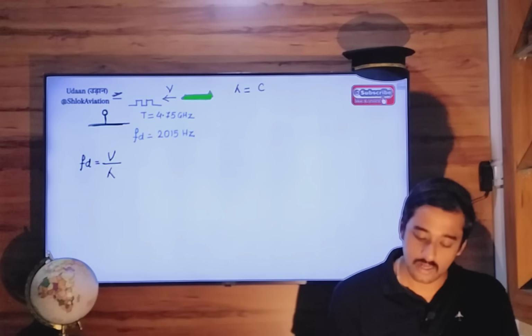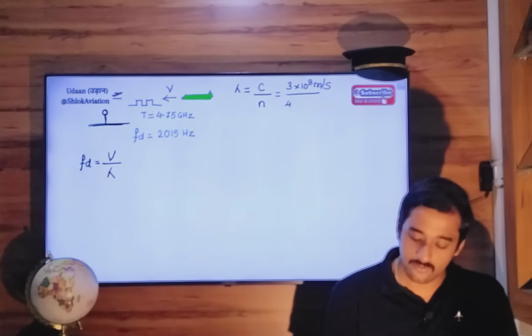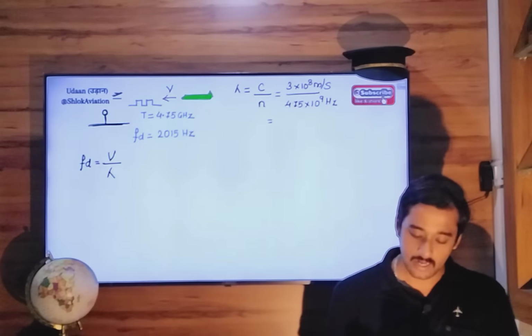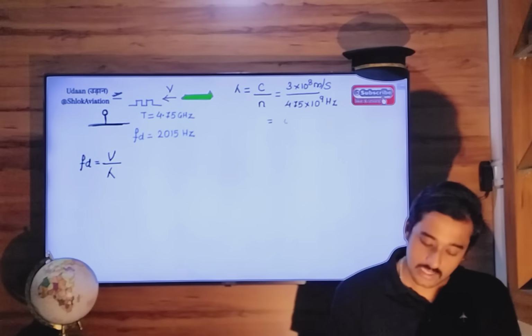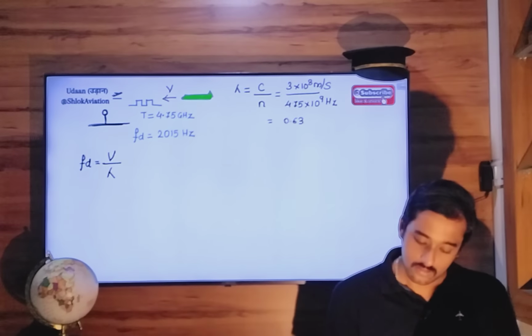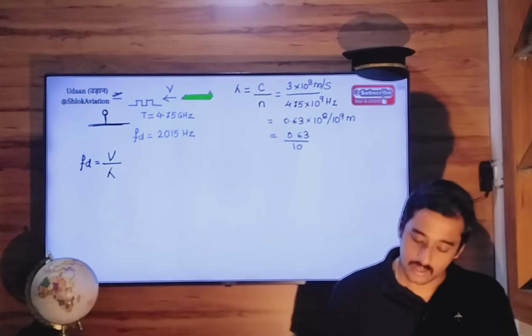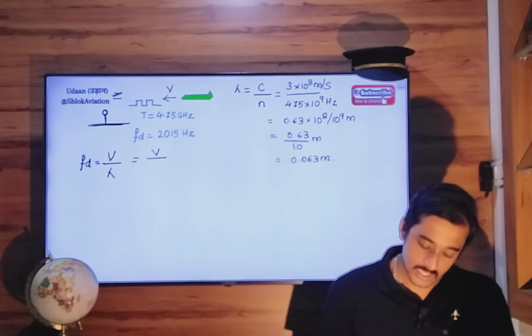Now wavelength is speed divided by frequency. Speed is 3 into 10 raised to 8 meter per second. Frequency is 4.75 gigahertz, so multiply that by 10 raised to 9 hertz. Now 3 divided by 4.75 is 0.63 into 10 raised to 8 divided by 10 raised to 9 meter. So 0.63 divided by 10 meter, so 0.063 meter. Correct?